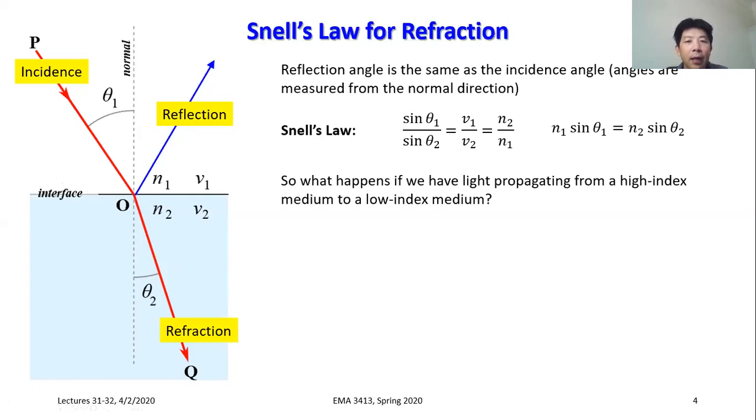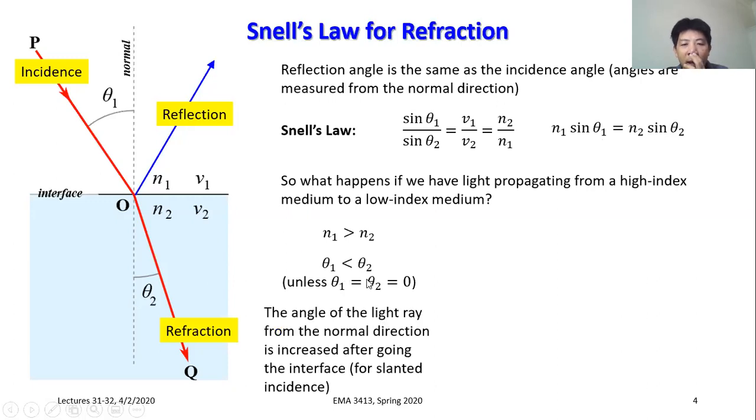But what if we have n2 being smaller than n1? So we basically have light going from a high index medium to a low index medium. If n1 is greater than n2, then theta 2 has to be greater than theta 1. So if you have 0 degrees, you have 0 degrees as well. And then if you go all the way up, at some point the angle theta 2 may get to 90 degrees before theta 1 hits 90 degrees. That means light comes in this way, and the refraction angle will be 90 degrees, so it's basically propagating along the surface.